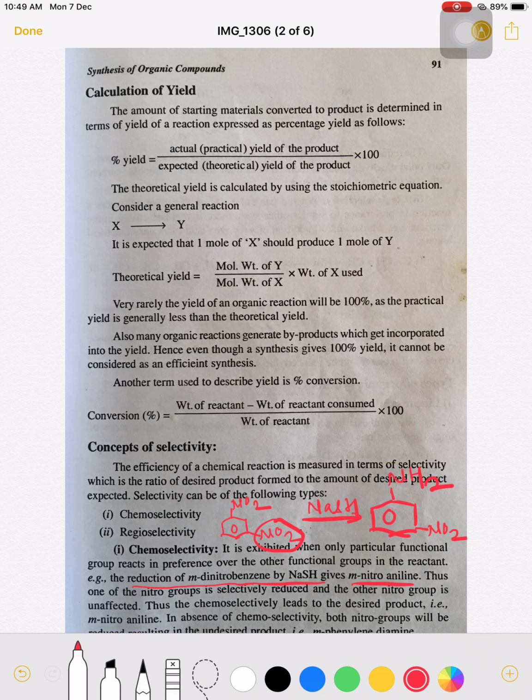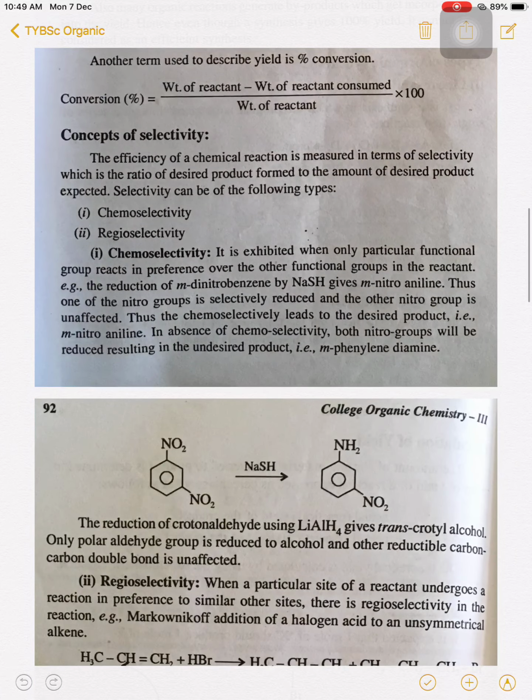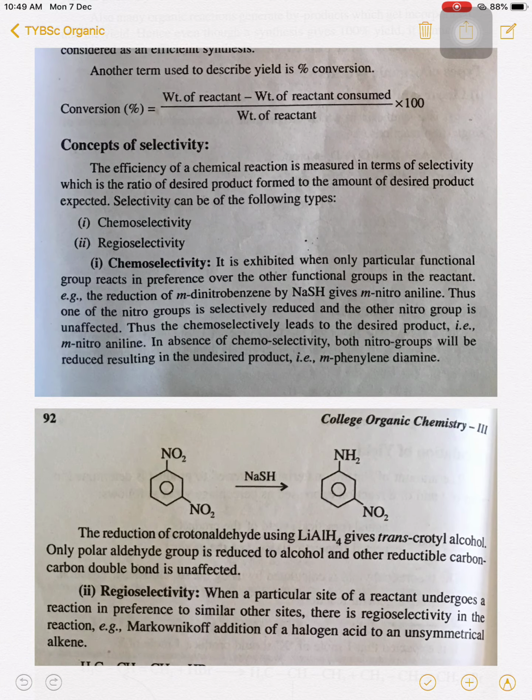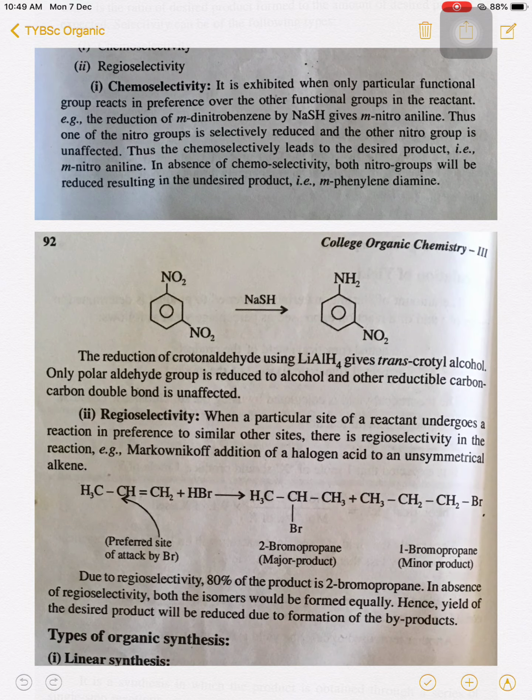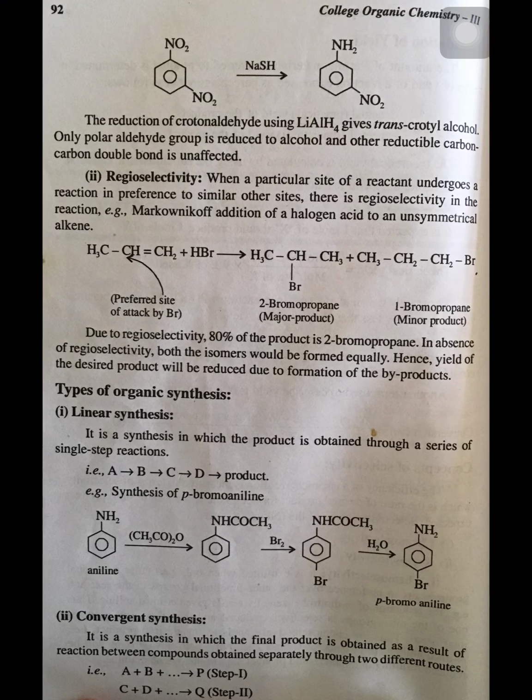This conversion, or the selectivity of only one functional group in the presence of the other, is known as chemoselectivity. Thus one of the nitro groups is selectively reduced to the other functional group, which leads to chemoselectivity. That chemoselectivity leads to the desired product.